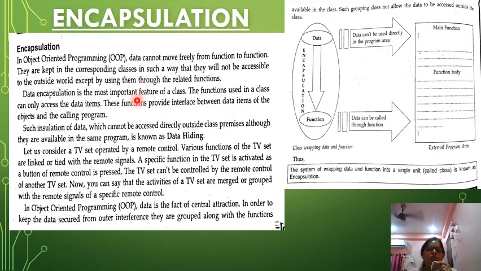Only functions can use them. Such insulation of data which cannot be accessed directly outside class premises, although they are available in the same program, is known as data hiding. See, this is the diagram of your data and function. The system of wrapping data and function in a single unit. We can give an appropriate definition of encapsulation. We can say that wrapping up of data and function in a single unit is known as encapsulation.